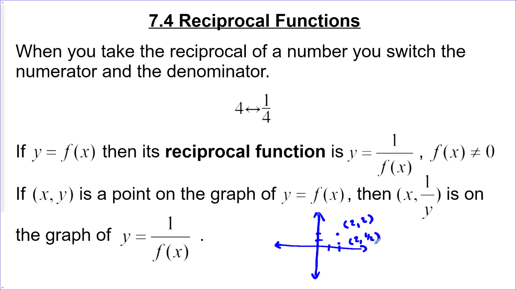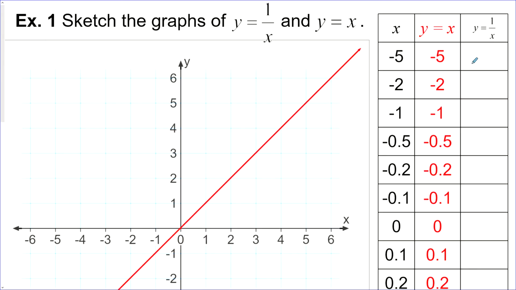And this also works the other way around. If we had a point (2, 1/2) on our graph, the point on the reciprocal graph would be (2, 2). Let's sketch our most basic reciprocal function, 1 over x. That would be the reciprocal of x.